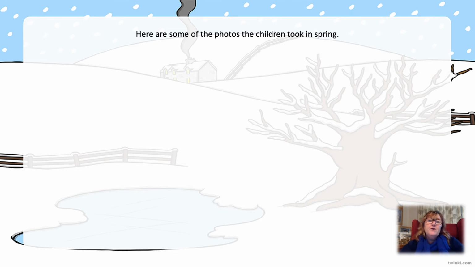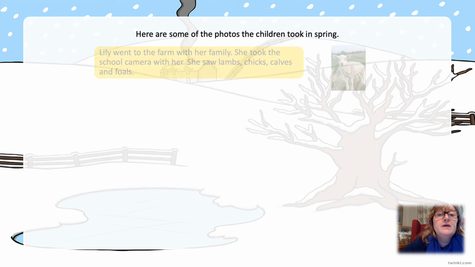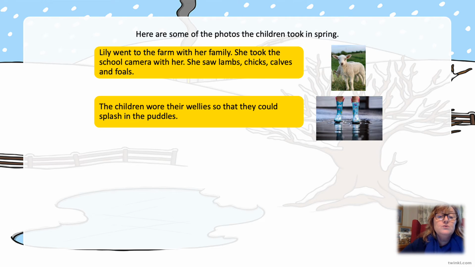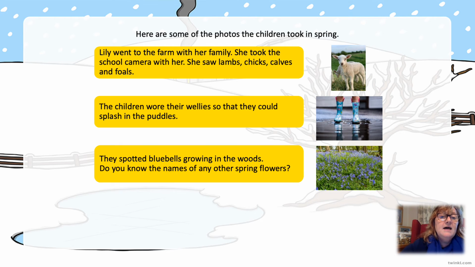Here are some of the photos the children took in the spring. Lily went to the farm with her family. She took the school camera with her. She saw lambs, chicks, calves and foals. The children wore their wellies so they could splash in the puddles. They spotted bluebells growing in the woods.